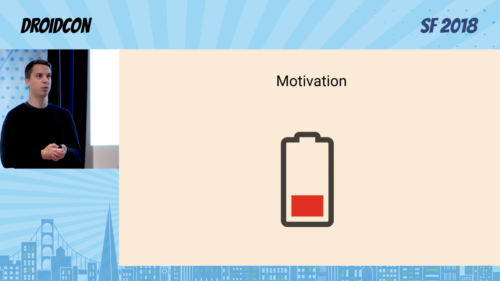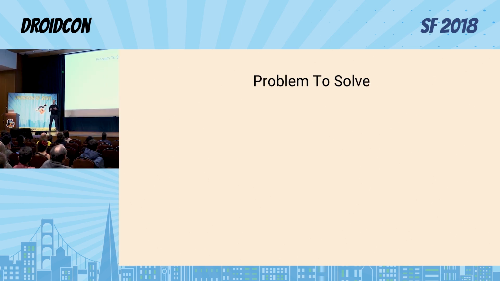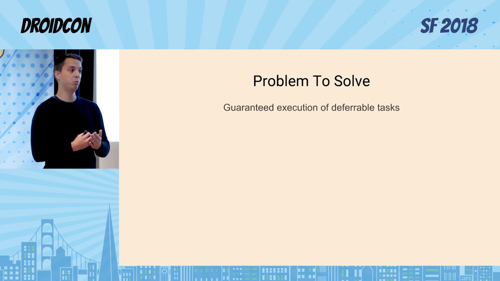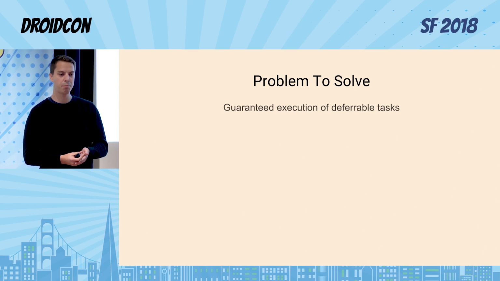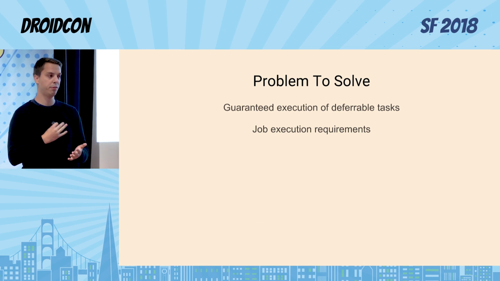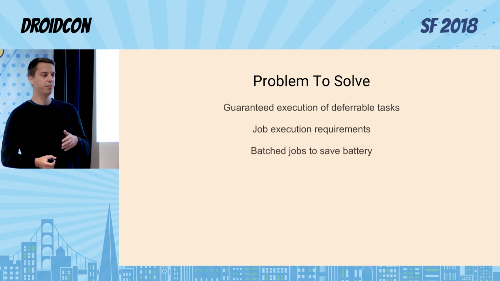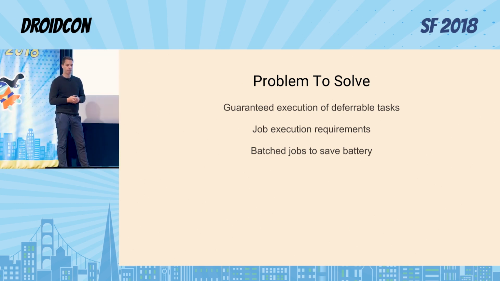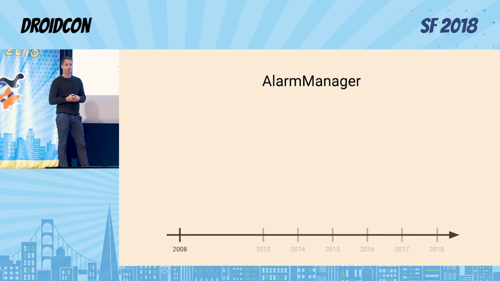So what are we trying to do? We try to run something in the background, something that has to run. For example, we want to show a notification in the morning, or we want to sync our data. Those tasks are deferrable. They don't need to run at a specific point in time. But on the other side, they have certain requirements, like I don't want to sync my data when I don't have a working network connection. So we have those requirements. And ideally, the operating system tries to batch those jobs so that it can run them together in order to save battery.